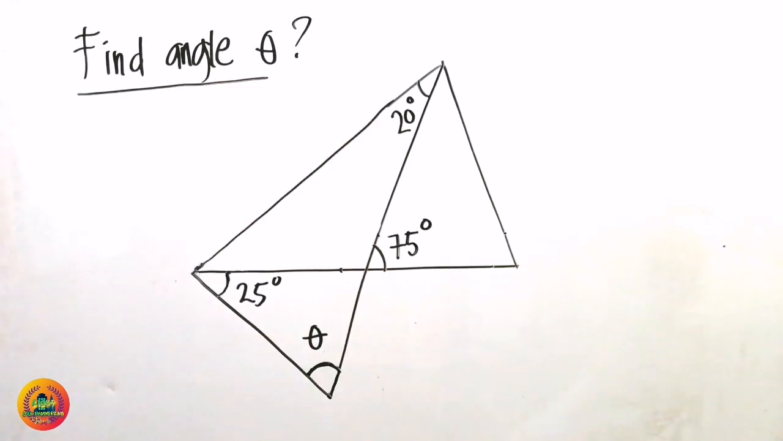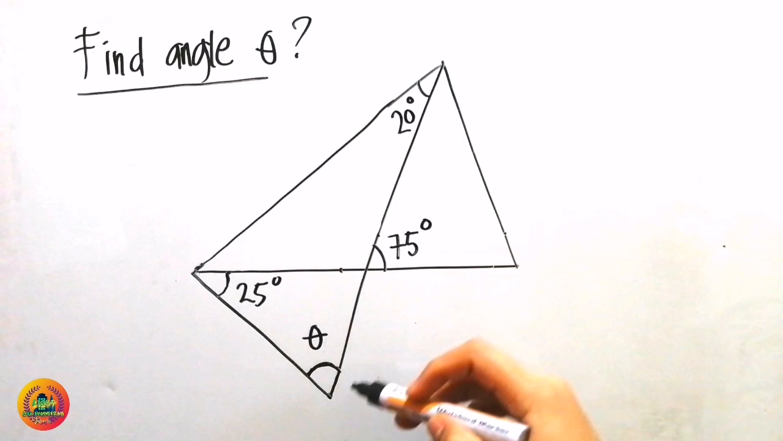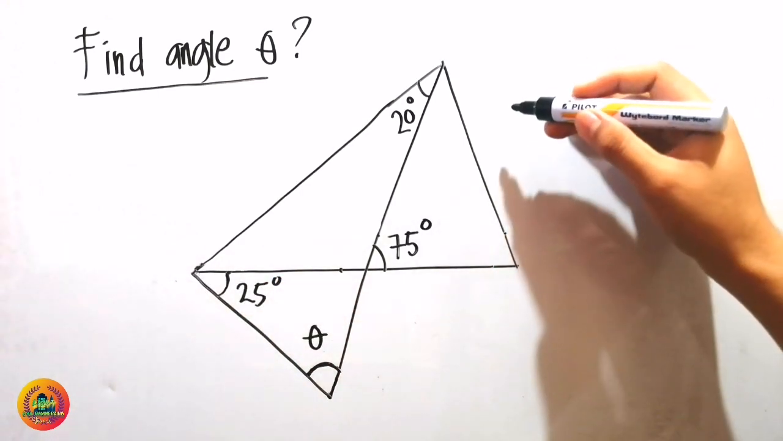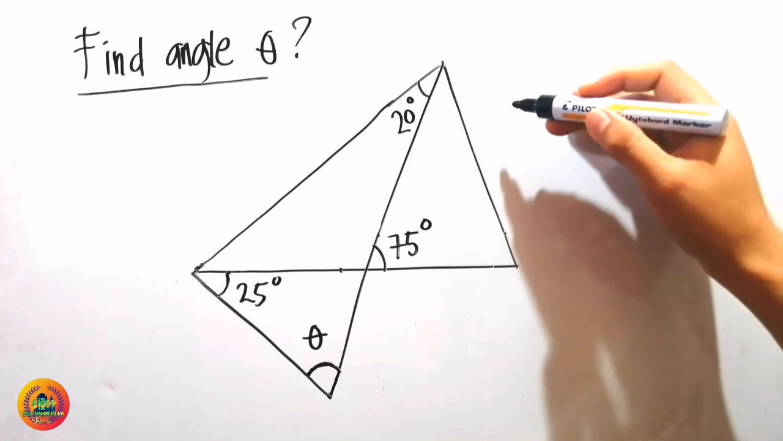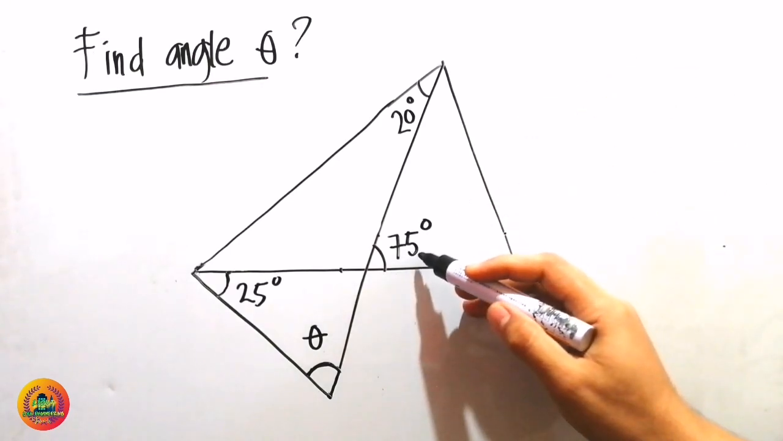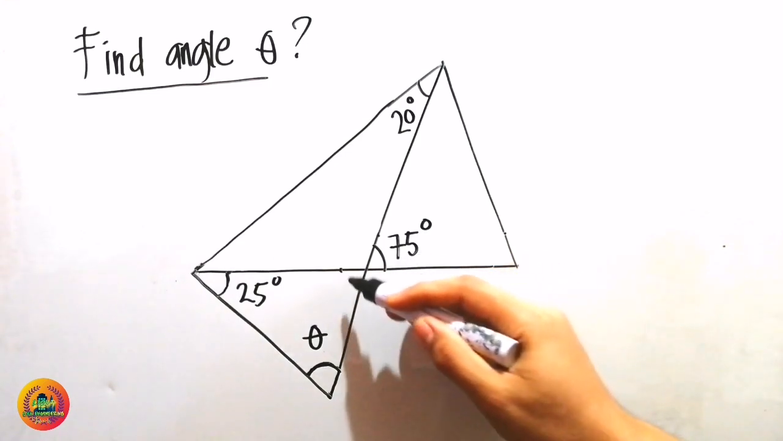Now I will teach you the easiest way on how to solve this problem. We will focus only on this small triangle. Here, the best thing that we will consider is the concept of reflex angle. So we can directly solve the angle here.